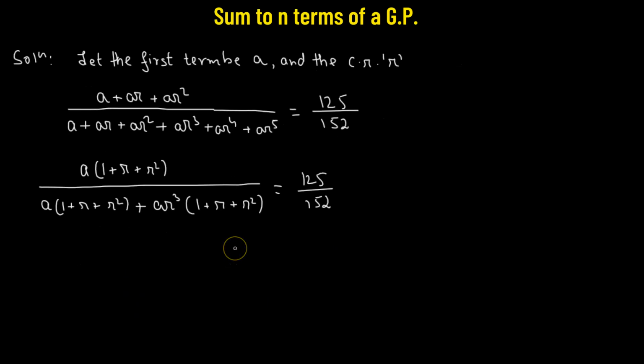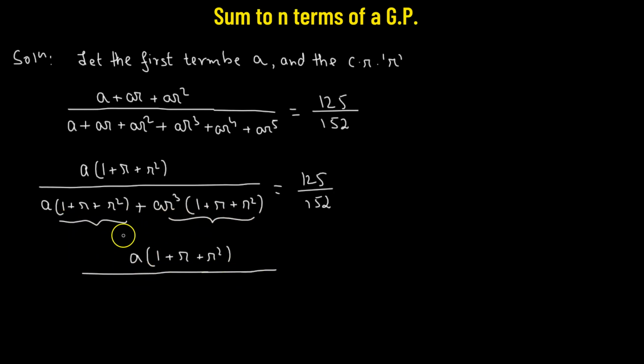Now, what we can do, the numerator remains the same. We have a times 1 plus r plus r squared, all divided by, in the denominator, we see that there are 2 terms. So this is the first term and this is the second term. We can combine these 2 terms by taking 1 plus r plus r squared as the common factor. So this is now multiplied by a plus ar cubed. This will be equal to 125 divided by 152.